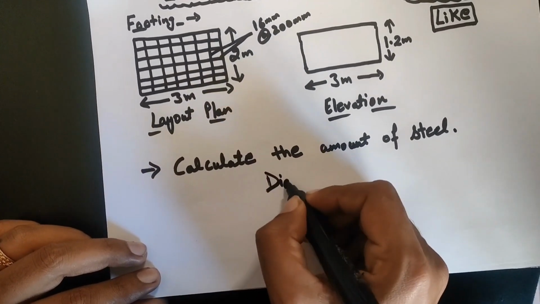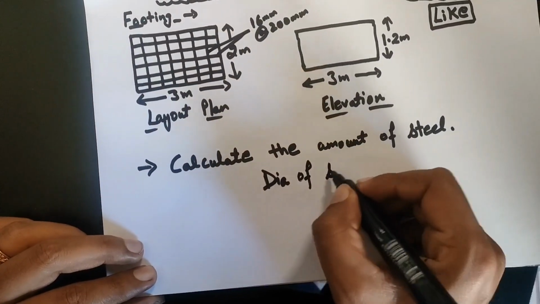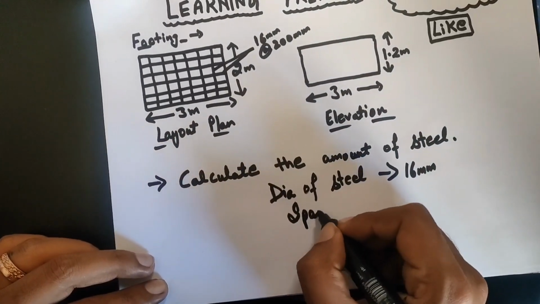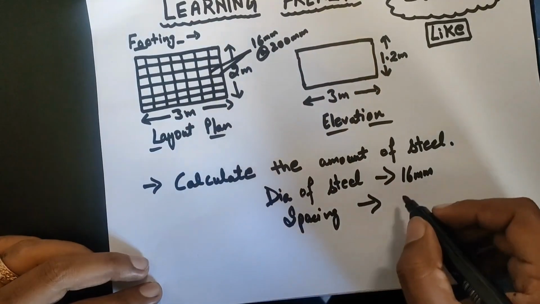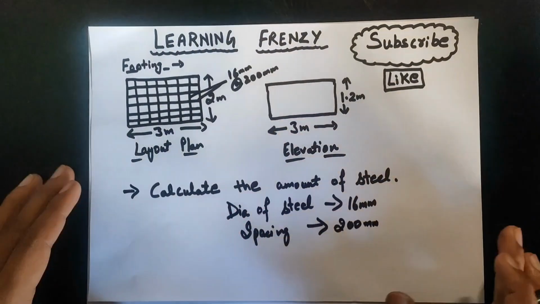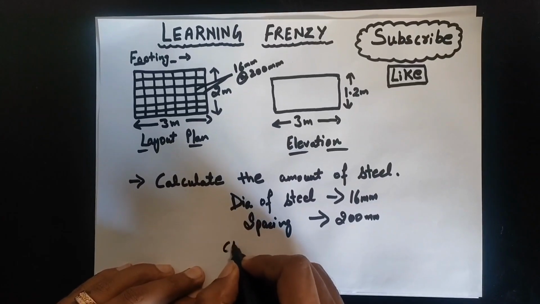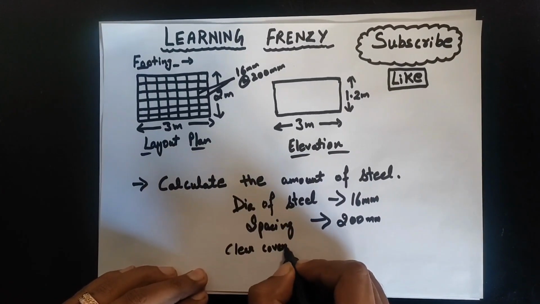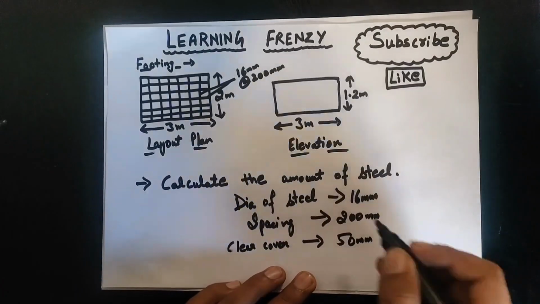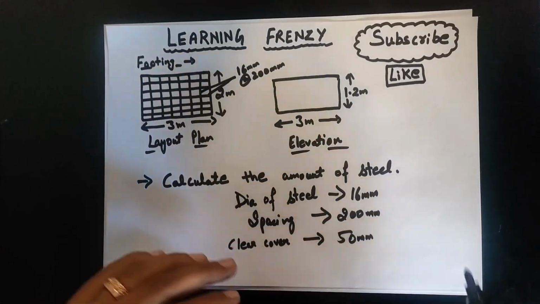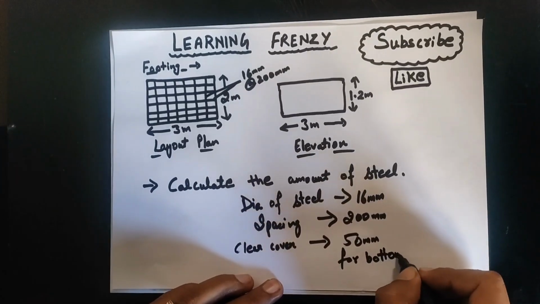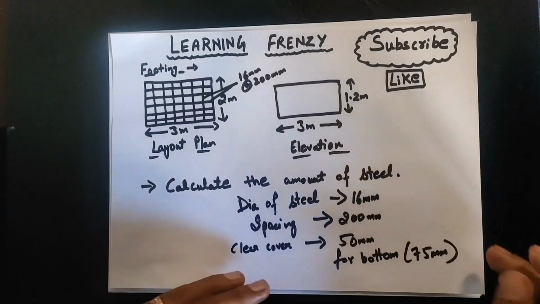So the dia of steel is given here, 16 mm, and the spacing is 200 mm on both sides. Here also the spacing is 200, and the clear cover, which is the covering of concrete, as you know in footing is 50 mm on all the sides except for the bottom. For bottom it is 75 mm. Okay, let me take another page.